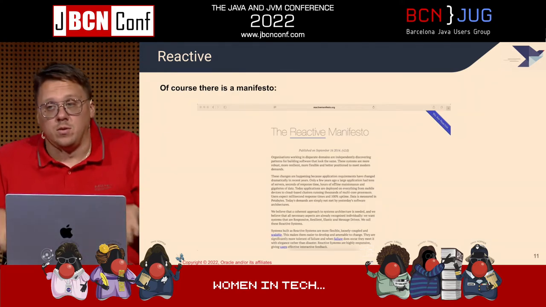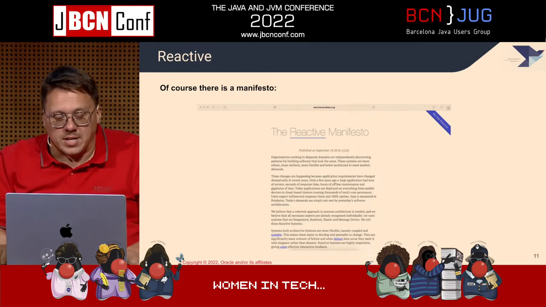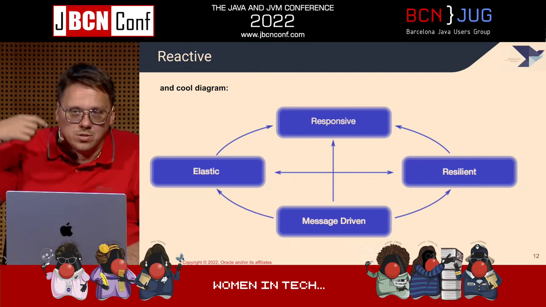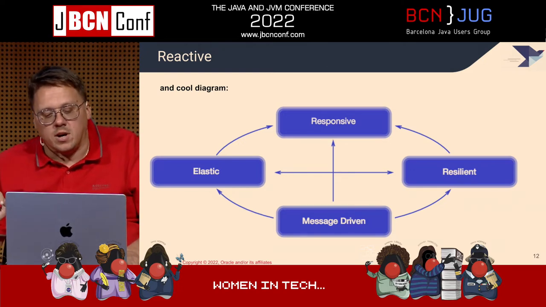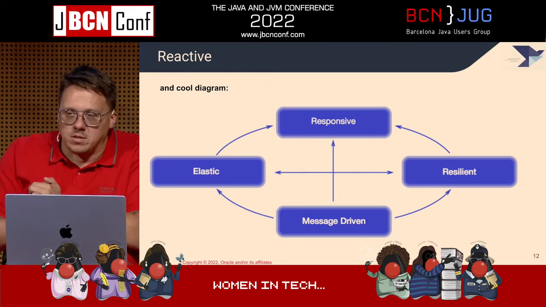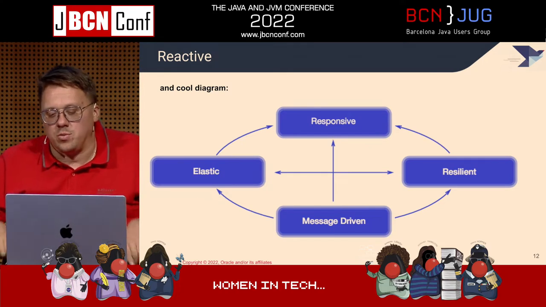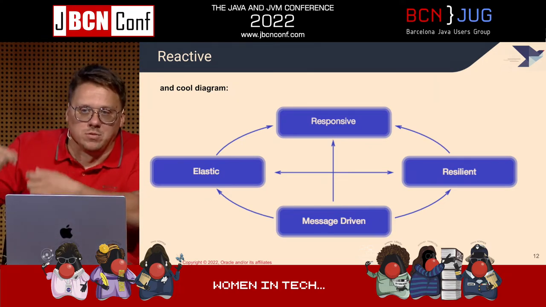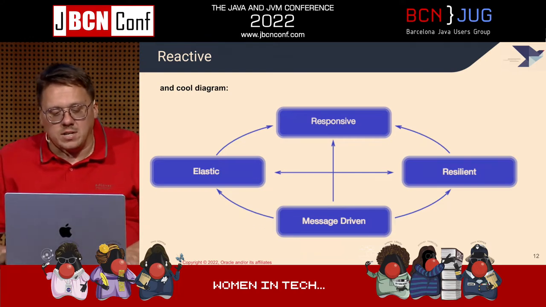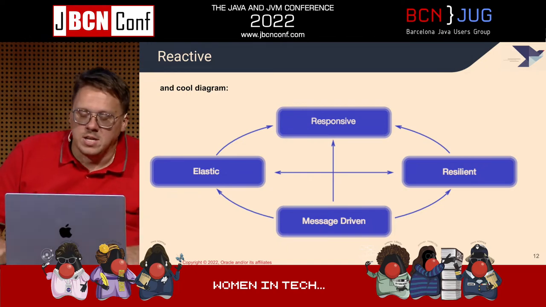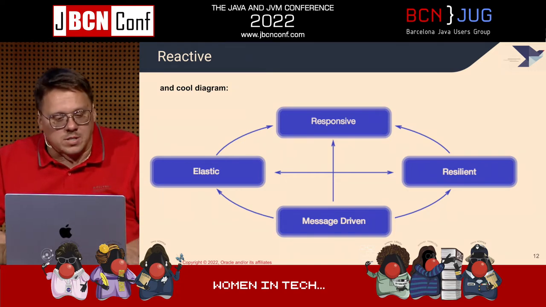Of course, like everything which is good, it has to have a manifesto. It's still available on the internet, by the way, so you can read it. Many people call reactive functional plus-plus, so I'll put a star here. Dr. Venkat Subramaniam, who has been at this conference, I guess, also did a talk, and if you want to hear what reactive actually is, his talk is the best explanation. It's a functional plus-plus way with the main idea that your code has to be responsive, resilient, message-driven, and elastic, so it has to scale a lot.